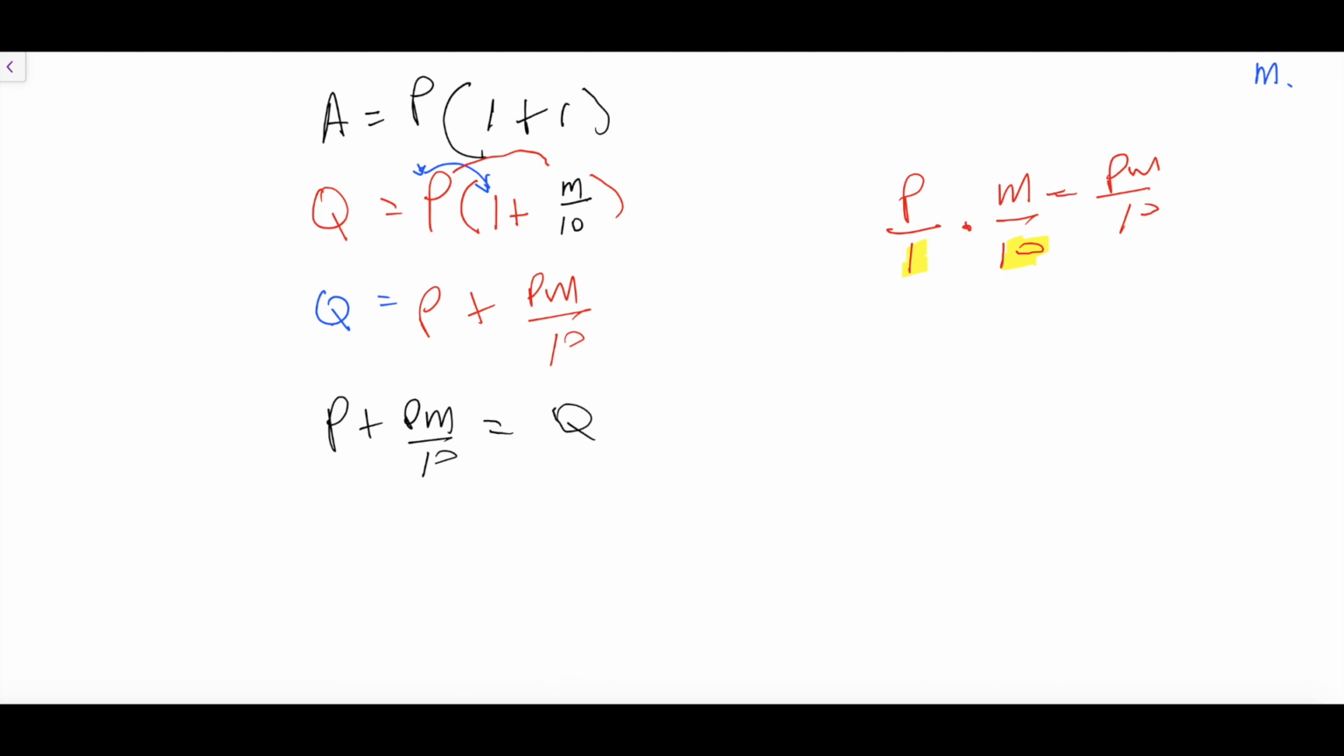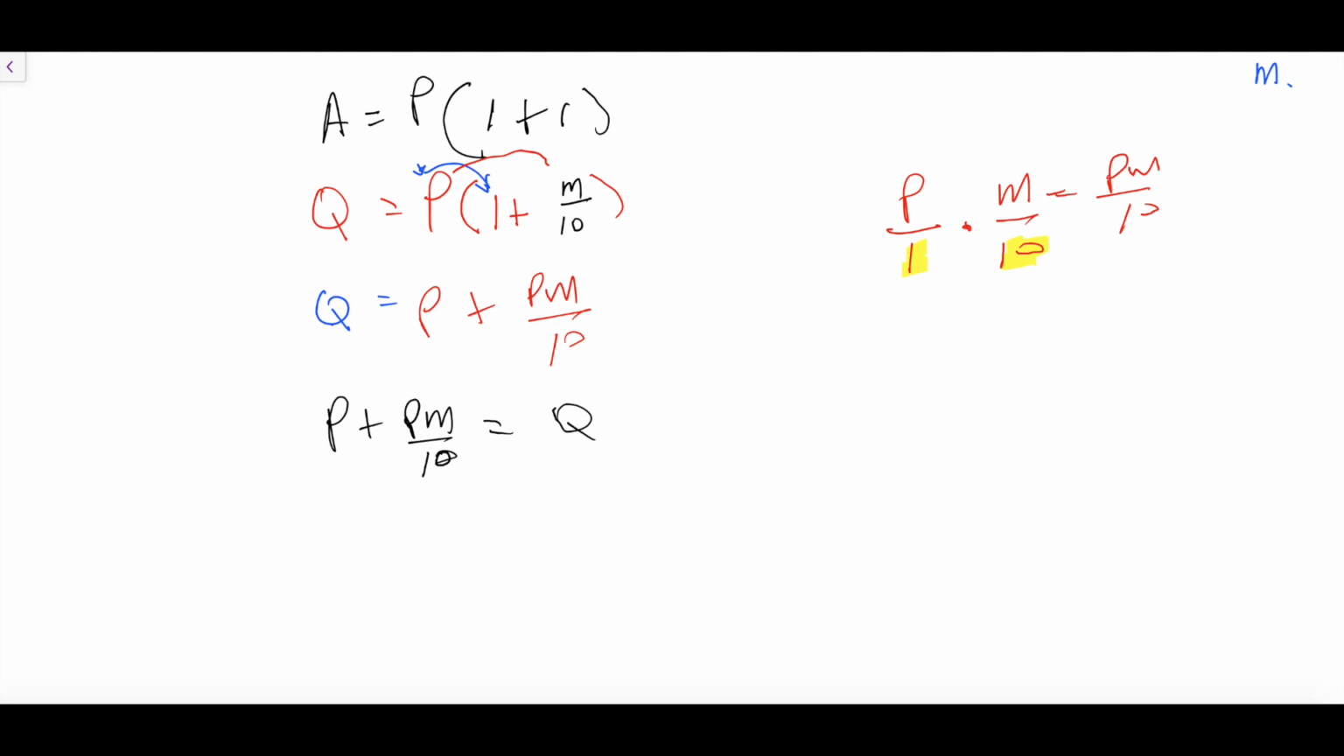Okay, we can cross out those P's. You cannot cross out those P's, they're adding. Oh, it's a 10, I keep thinking that's a P. Let me rewrite this a little bit. This is the same thing as P plus P times M times 1/10. I don't like it like that. I'm not feeling it.